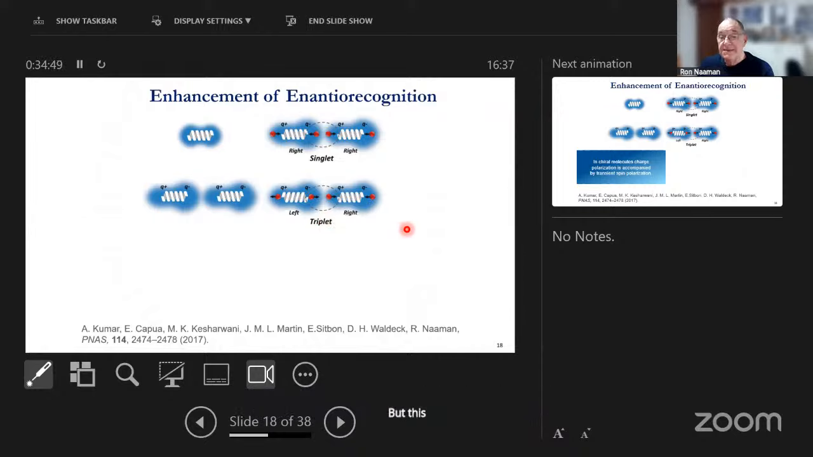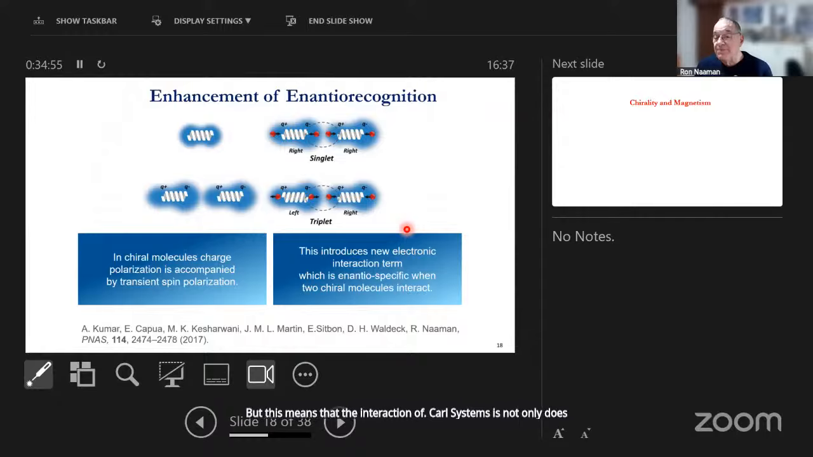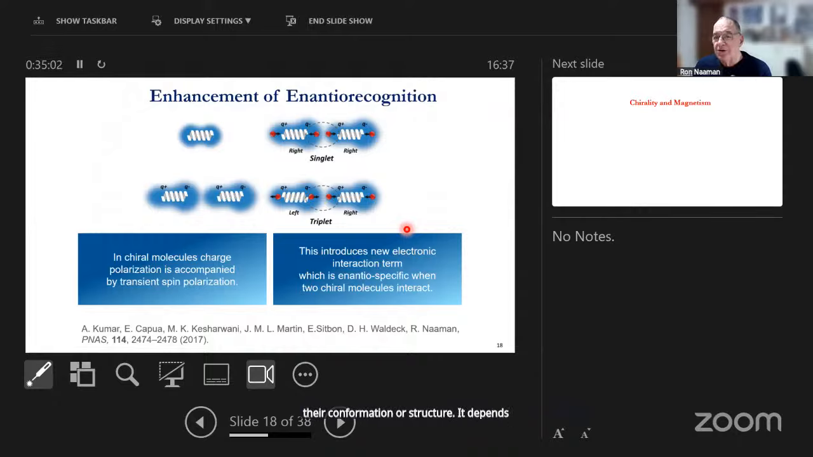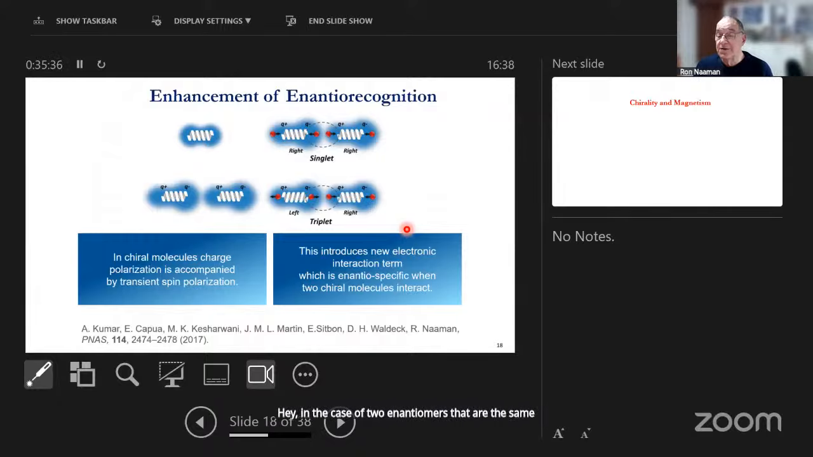What this means is that the interaction of chiral systems does not only depend on their conformation or structure, it also depends on electronic properties, namely on the spin exchange interaction between them. And that's despite the fact that the two molecules are singlet. The polarization of the molecule, one by the other, results in spin polarization, local spin polarization at the electric poles, that results in different interaction in the case of two enantiomers that are the same versus two enantiomers that are different.